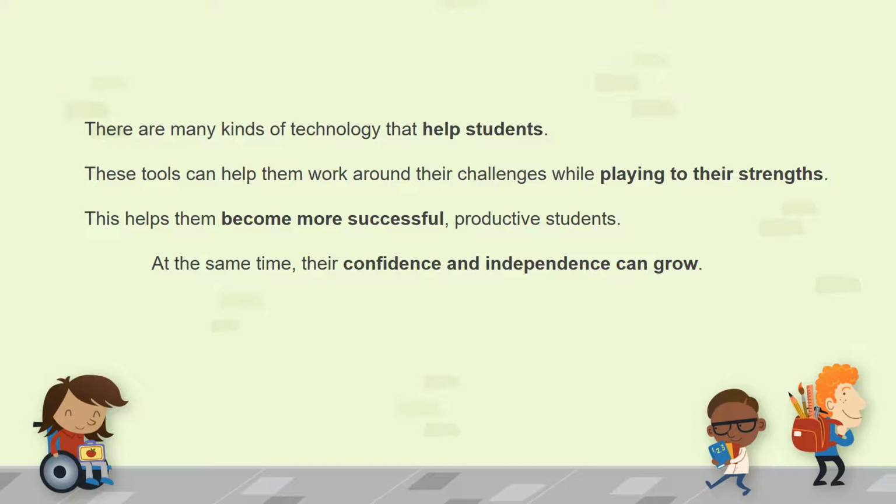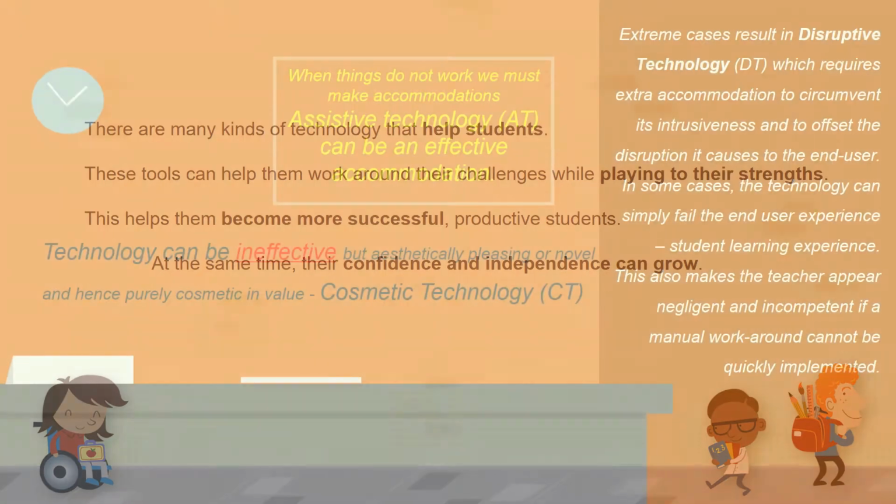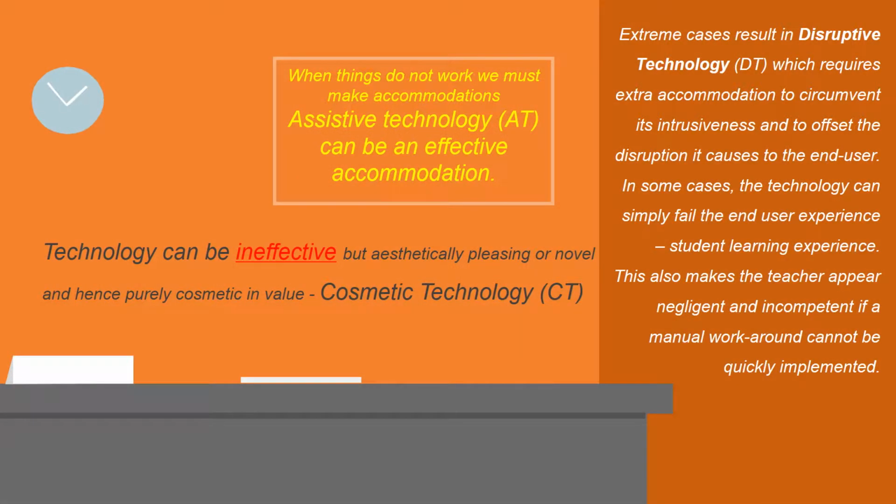So these tools can help them work around their challenges while playing to their strengths. It can help them become more successful, more productive students, and at the same time, their confidence and independence can grow. Autonomous students. Now, what is an assistive technology really? Well, an assistive technology is when we can't make changes, we can't accommodate to our environment, we can't make changes on our own. So when things don't work, we must make accommodations. But assistive technology can be an effective accommodation.